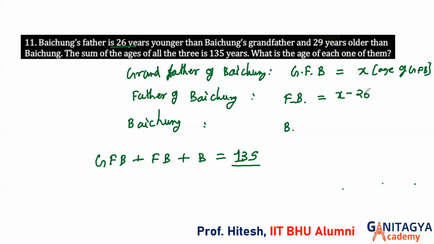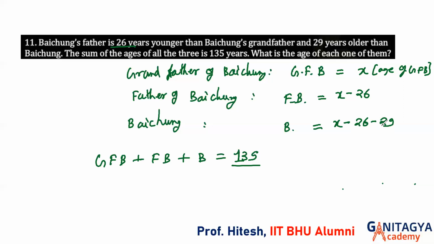Then Baichung is 29 years younger than his father, so Baichung is x minus 26 minus 29. Isn't it? Very easy. So the question is, what is the age of each of the following?